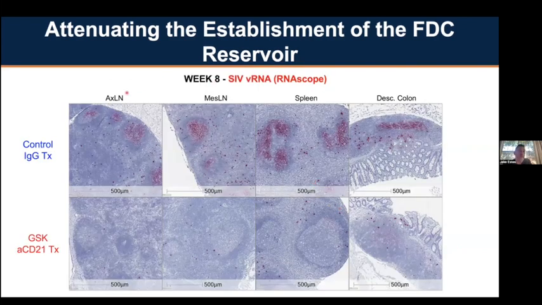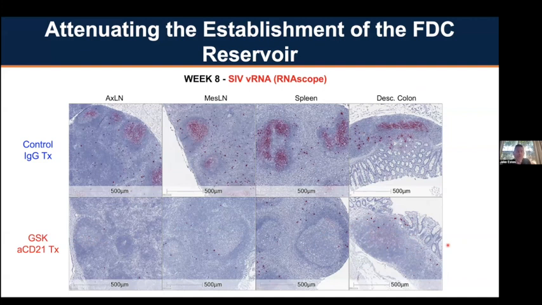Importantly, when we look at multiple lymphoid tissues, axillary lymph node, mesenteric lymph node, spleen, and gut-associated secondary lymphoid tissues, we can see that this effect actually extends into these areas. Slightly less effective within the gut, and this is not inconsistent with what we've seen with other antibody treatments. The penetration in the gut seems to be less effective, but nonetheless, we see that we're able to substantially reduce this. Now, this is a proof of principle study.